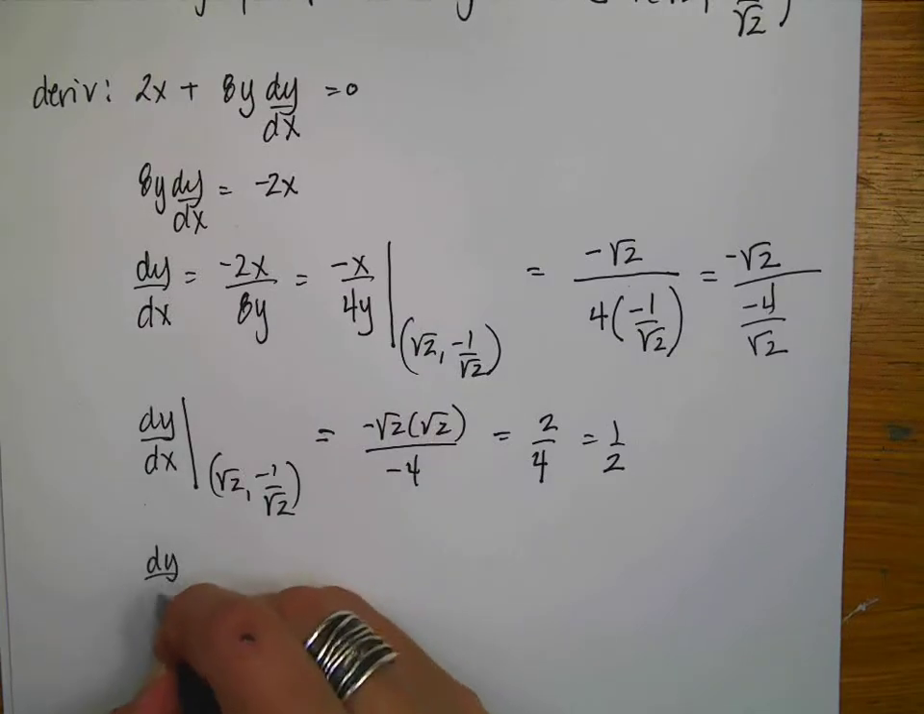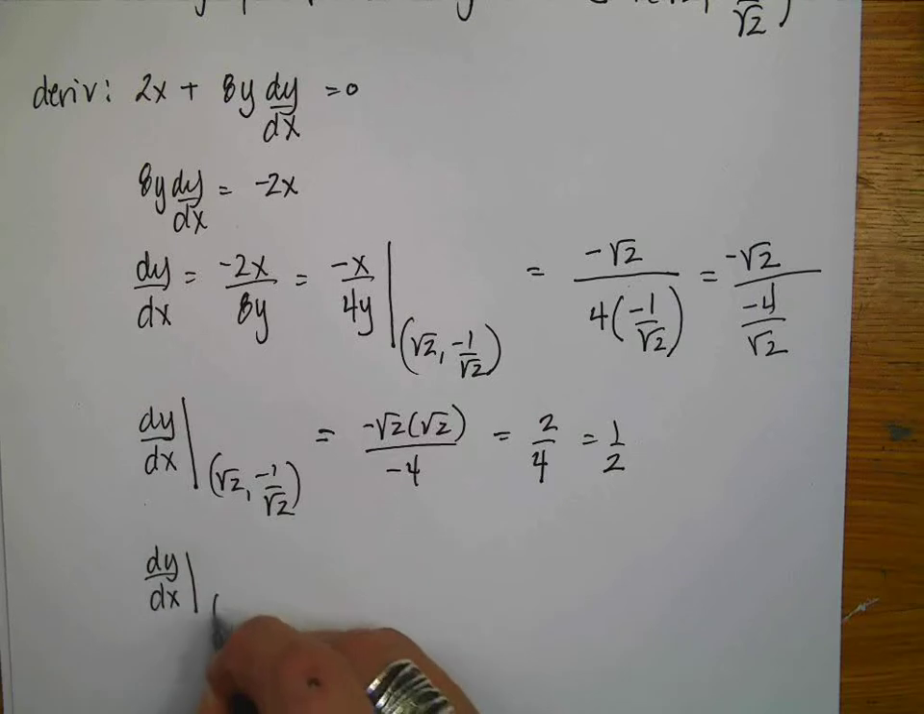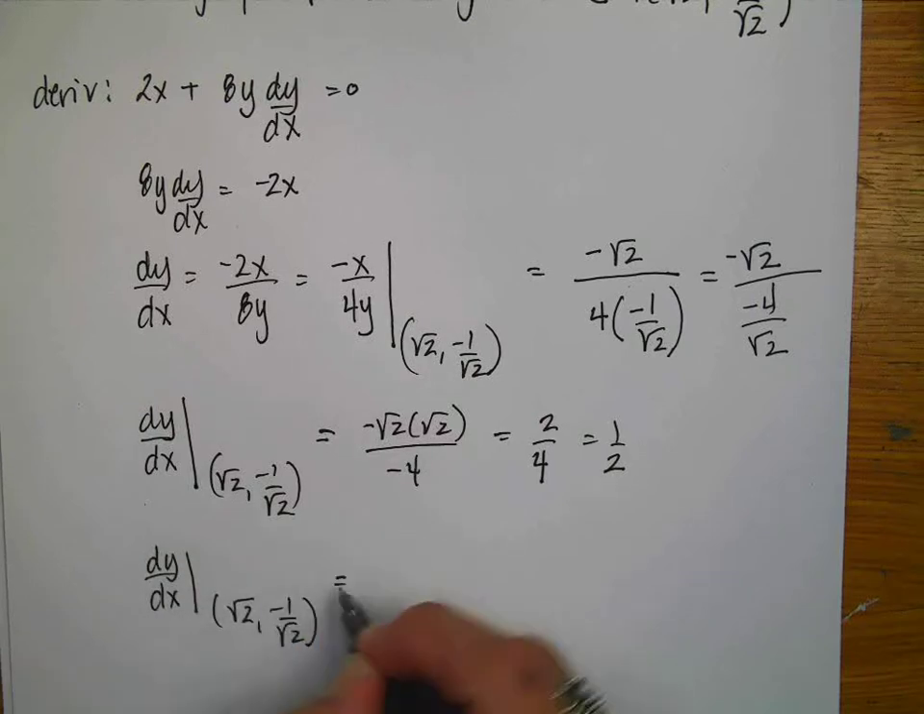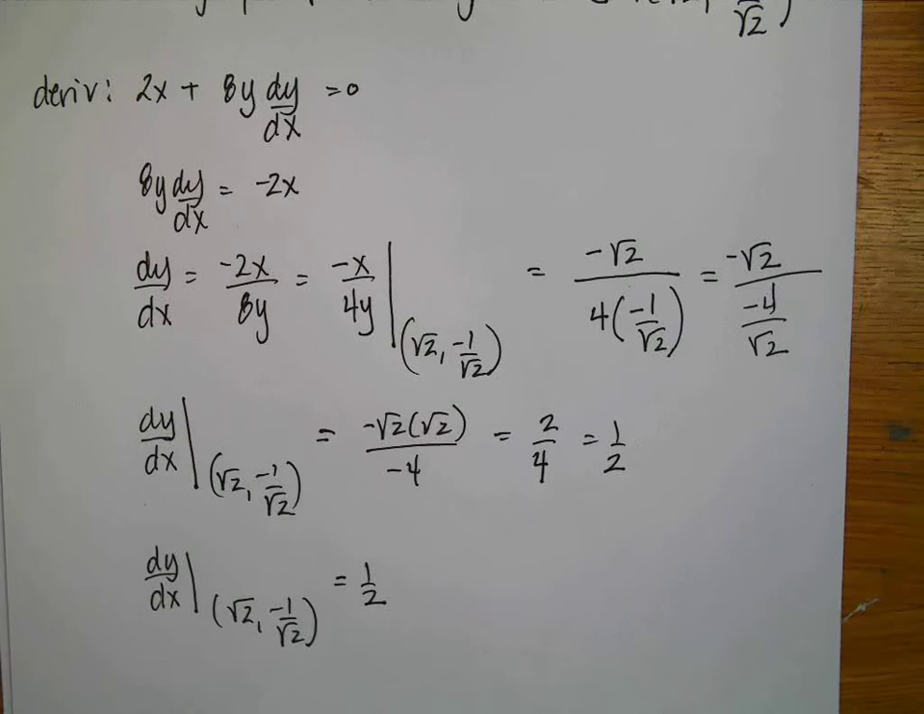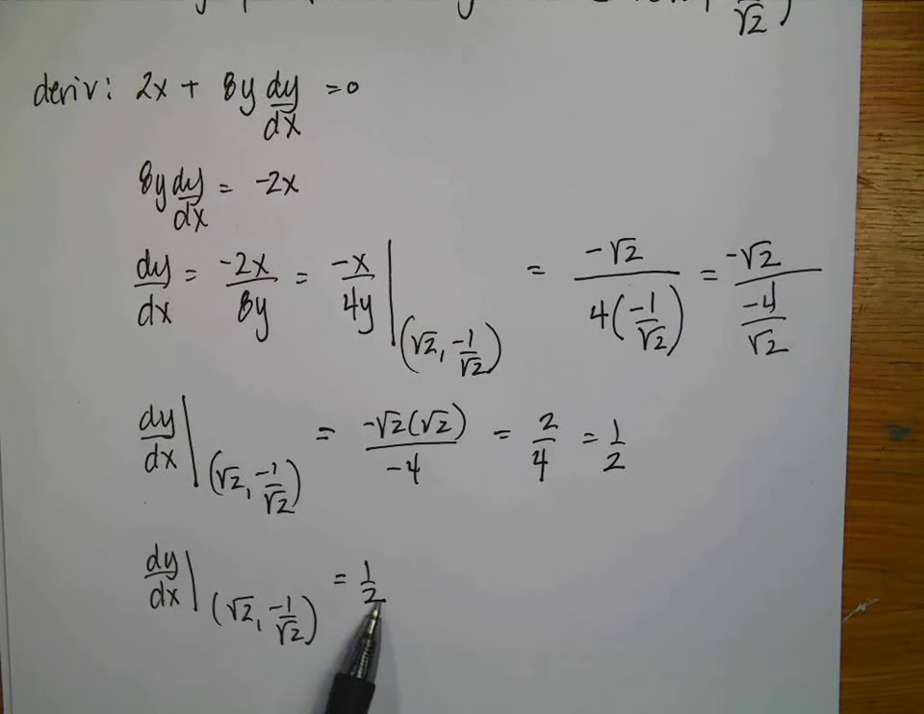And then I would report my answer well. And notice how I reported: evaluated at the point radical 2, negative 1 over radical 2 is equal to a half. This shows that I evaluated the derivative at this point to get this value for slope.